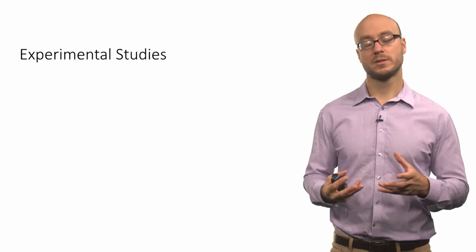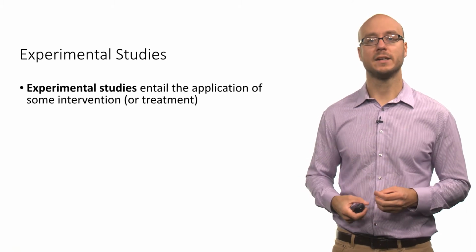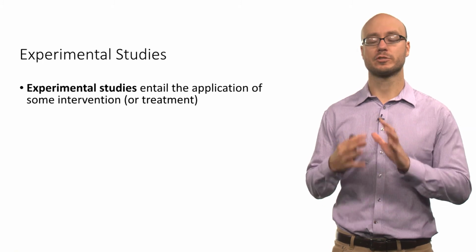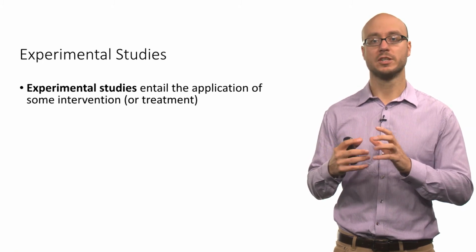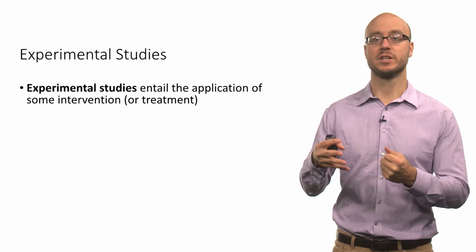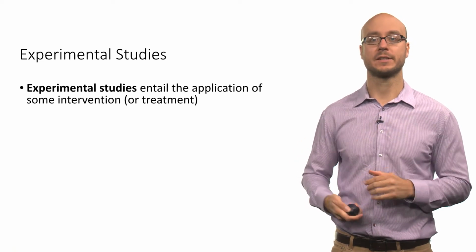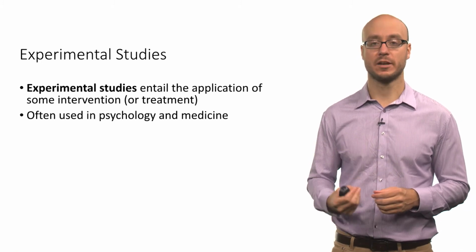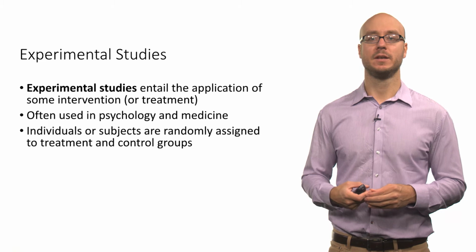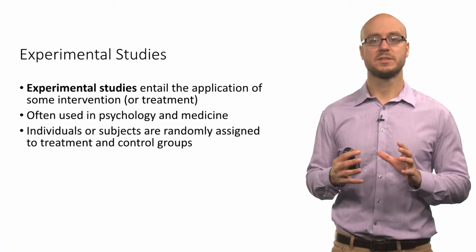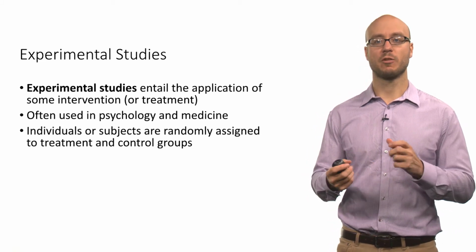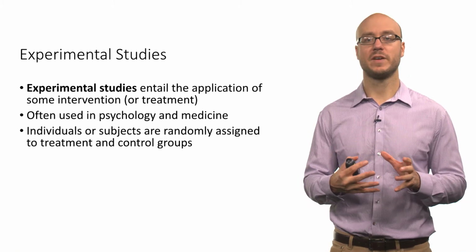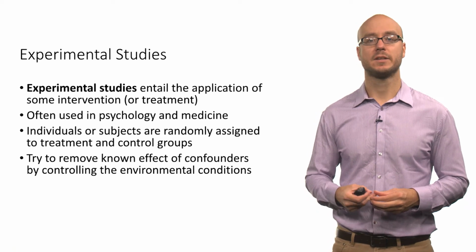That's why we like to use experimental studies to say something about cause and effect. Experimental studies entail the application of some intervention or treatment. You're trying to change something about the world around you so that you can say something about that intervention having an effect, a cause and effect. Experimental studies are very widely used in psychology and medicine. The idea behind an experimental study is that individuals or subjects are randomly assigned to treatment and control groups. The treatment group receives the intervention and the control group does not.